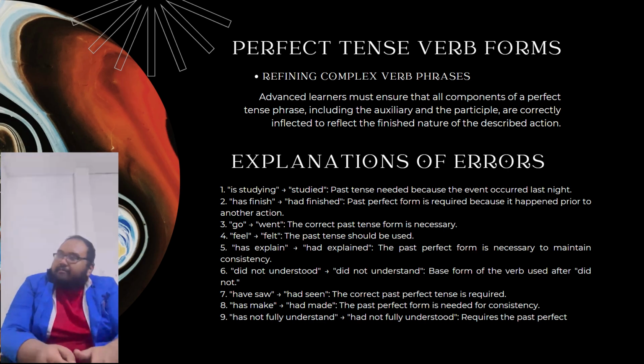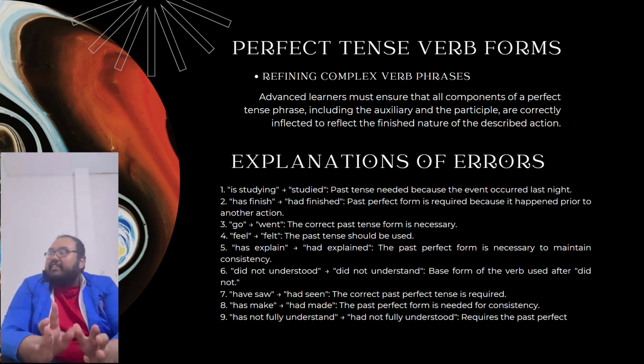Now, avoiding complex verb pairs. An advanced learner must ensure that all components of a perfect tense phrase, including the auxiliary and the participle, are correctly inflected to reflect the finished nature of the described action.